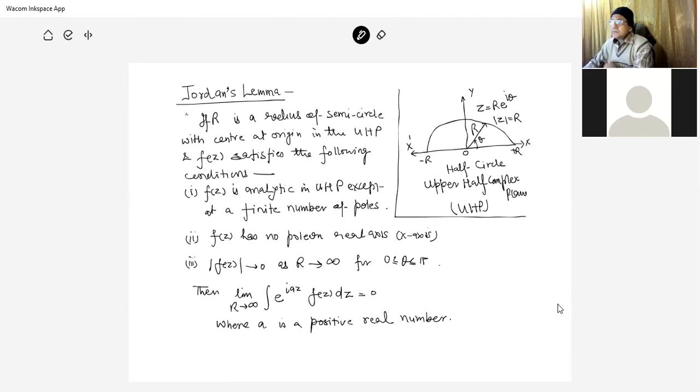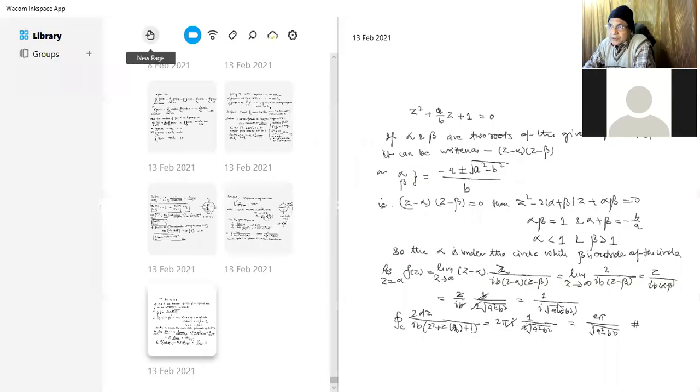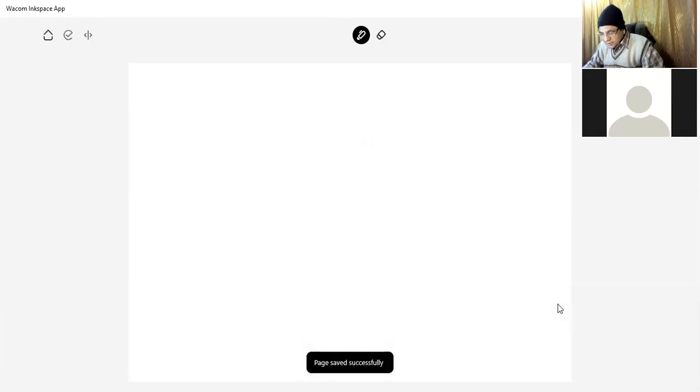So the three conditions: the first condition is that it is analytic, the second is about the poles, and the third is that mod f(z) goes to zero as r tends to infinity, meaning infinitely large space is covered. If this happens, then the integration of e raised to the power i a z, which is the basis function, is zero. This is the statement of Jordan's lemma. Now the proof is very simple.